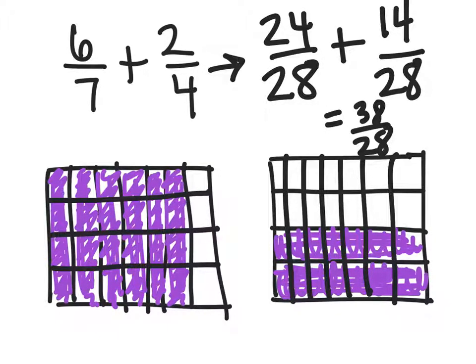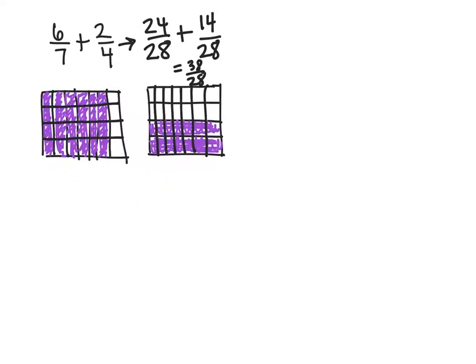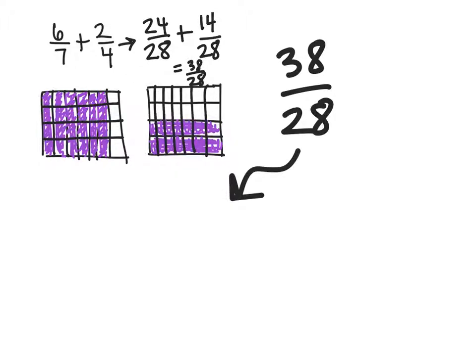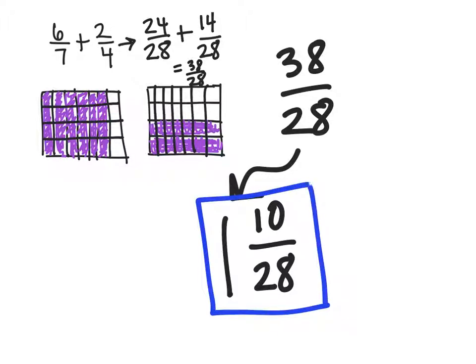Next thing we need to do is turn that into a mixed number. So first thing we need to look at is 38/28. How many times can 28 go into 38? Well, we can get one whole out of that. And then what do we have left? We've got 10 left, 10/28 left, and that will be our final answer, 1 and 10/28.